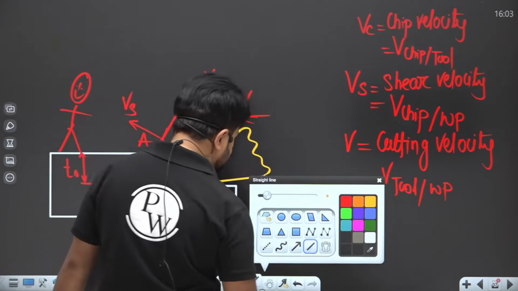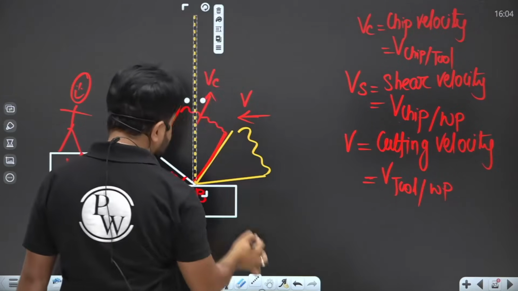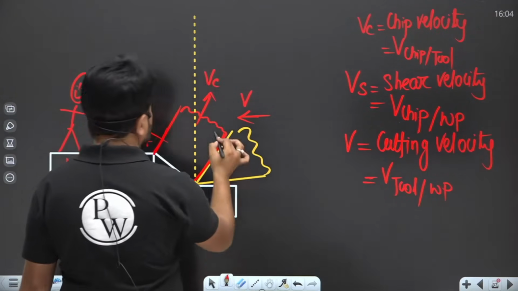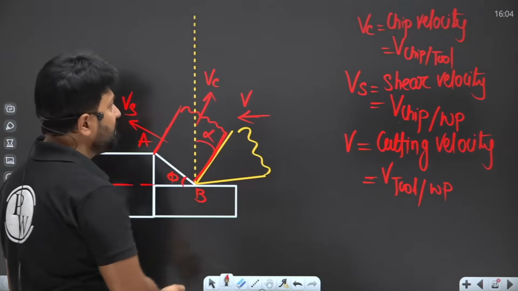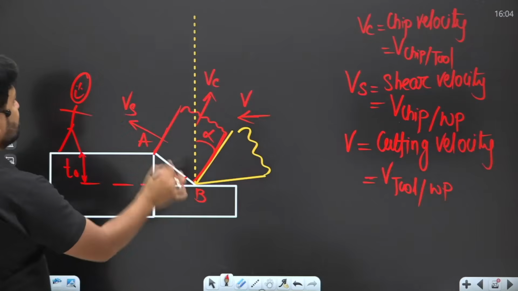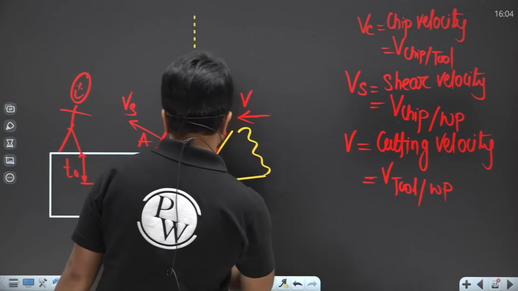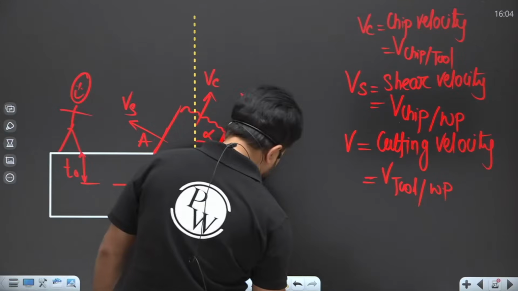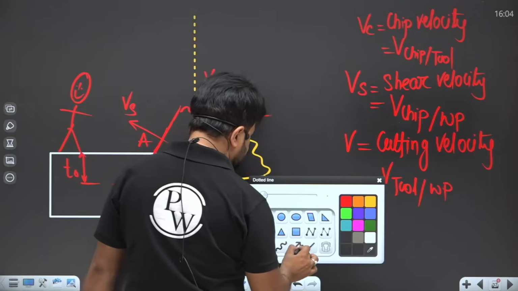One thing is also there. This is a reference line, or you can say a normal line. This is alpha. This is the shear angle. Now with the help of this, we are going to make a triangle. Now this is V, so I'm going to make a triangle.